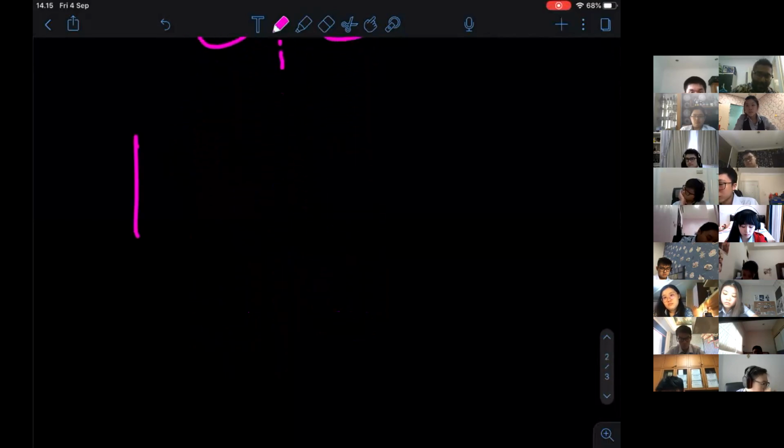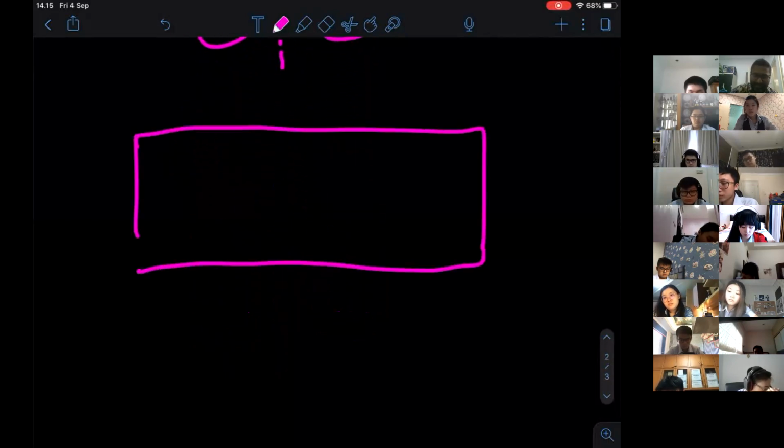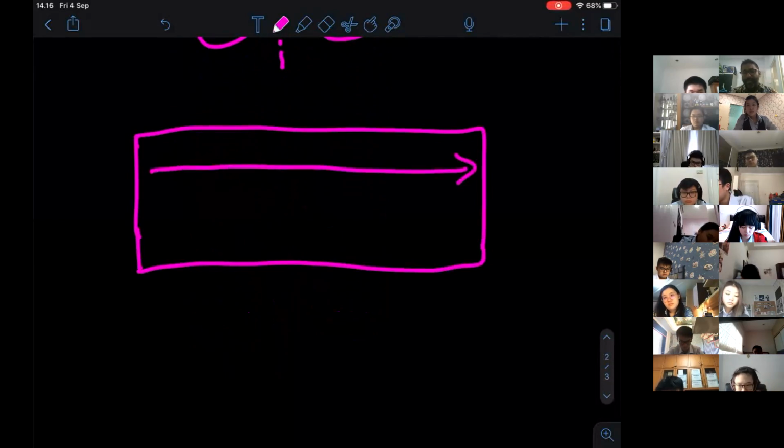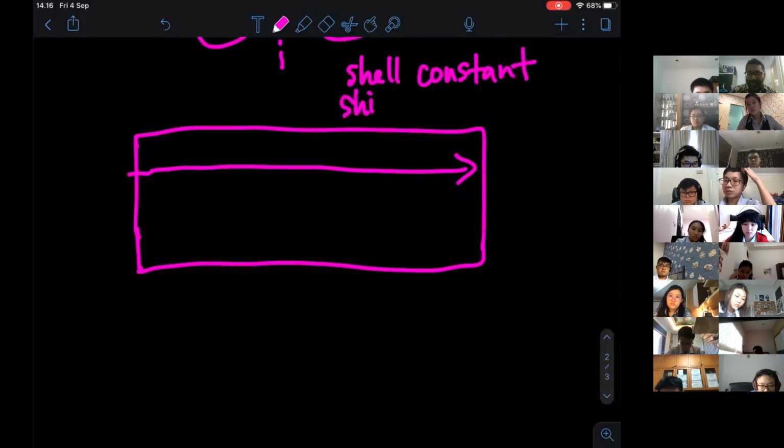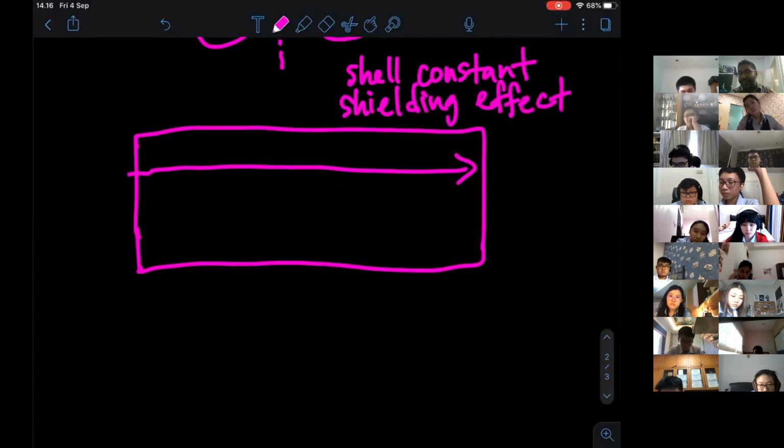So here, if you have your periodic table, one of the common things we need to know is that as you go across the periodic table, the atomic number increases, your proton number increases. And let's say from the same period, we are talking about the same number of shells, so the shells remain constant. If the shells remain constant, your shielding effect is also constant. Please find out what the meaning of shielding effect is. Last time we already learned. Your shielding effect is constant.